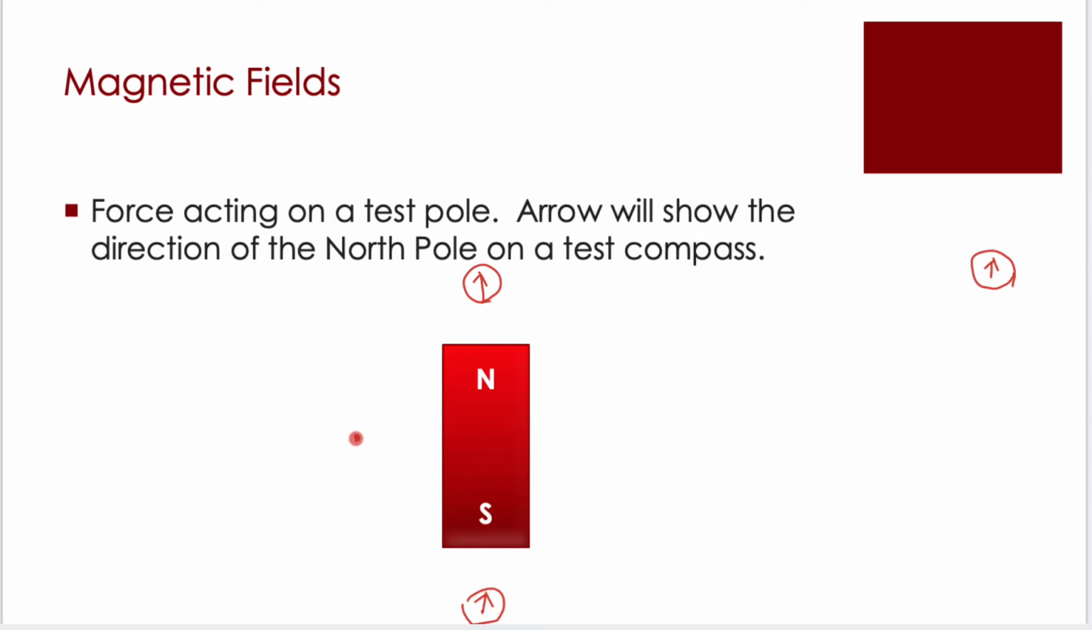And right here, since it's in the middle, I'm going to have equal attraction and repulsion from both sides, and that means it's going to end up being parallel to my bar magnet. It's going to look like this. I'm going to get a similar one on this side too.